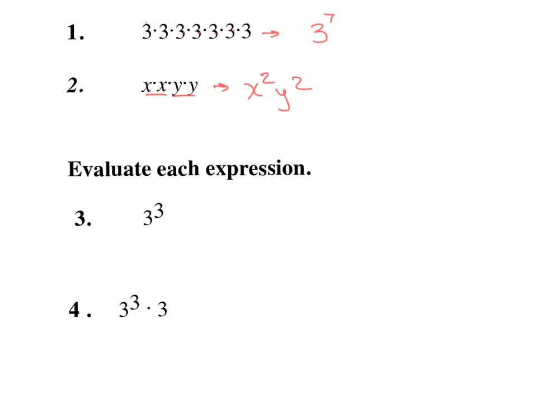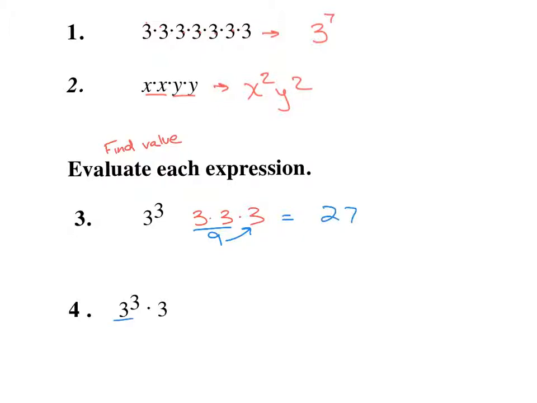Evaluate, remember, means find the value of. So what you're actually doing is multiplying it out. So 3 to the power of 3 is really 3 times itself 3 times. 3 times 3 is 9, times that 3 gives you 27.